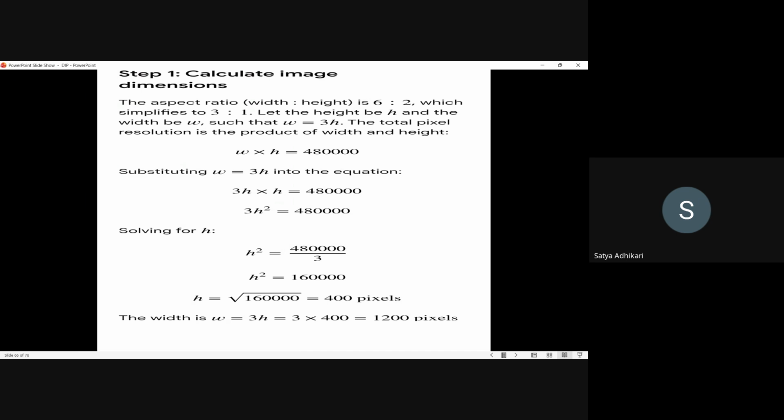So the question is easy, but you see this is the aspect ratio, that is width by height. Now we are able to find W and H, where H is 400 and width is 1200. If we multiply these two, 400 into 1200, we get the resolution 4,08,000. So now we are able to find W and H. Are you getting it?